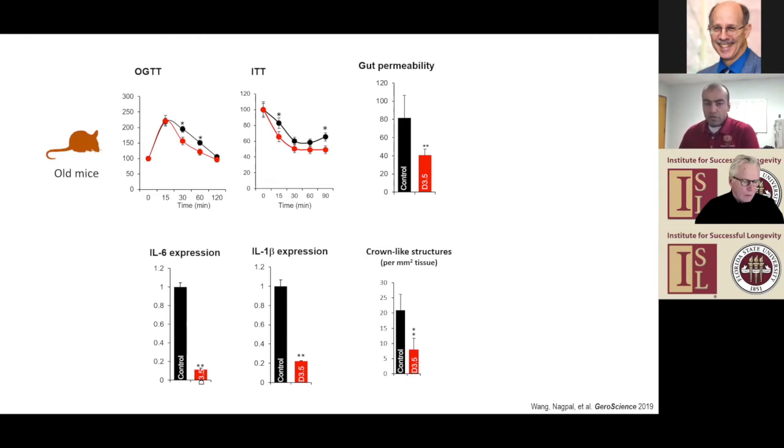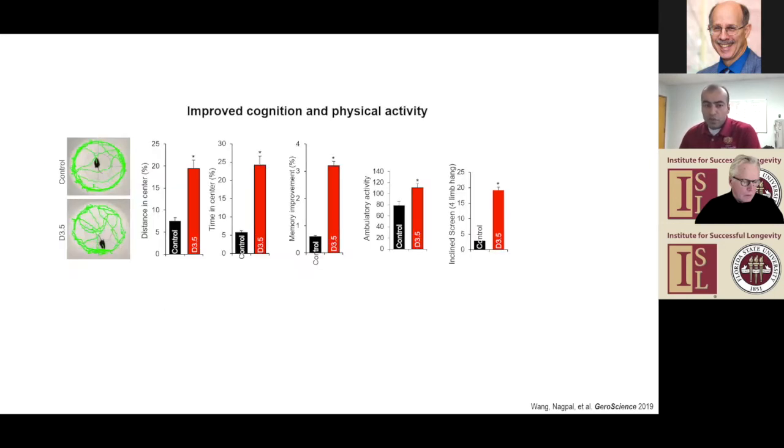In addition, we found reduced crown-like structures in the adipose tissues of these mice, showing that there was reduced inflammation in the adipose tissues. Plus, we performed a bunch of neurocognitive assays such as open field test, Morris water maze test, and inclined screen test. And we found that mice that were given a probiotic cocktail always performed better on these tests compared to the mice that were given a placebo cocktail, showing that yes, probiotic cocktail improved the microbiome diversity as well as improved the metabolic and neurocognitive health in these old mice.